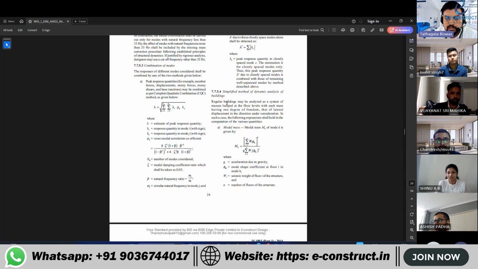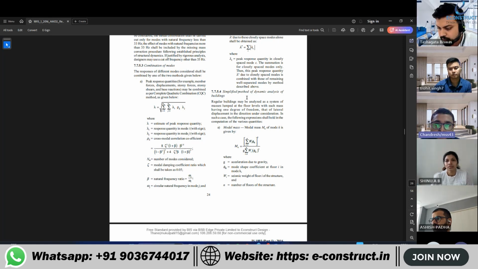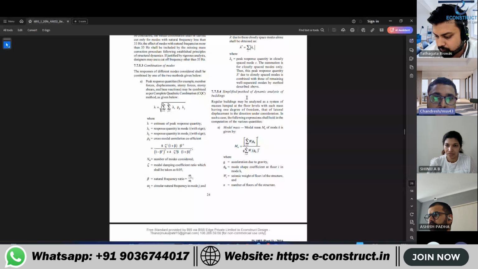All right. So somebody please read from the simplified method of analysis of buildings, Chandresh. Regular buildings may be analyzed as a system of masses lumped at the floor levels, with each mass having 1 degree of freedom, that of lateral displacement in the direction under consideration. In such a case, the following expressions shall hold in the computation of the various quantities. A. Modal mass. Modal mass Mk of mode k is given by.